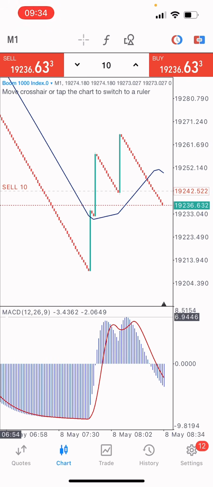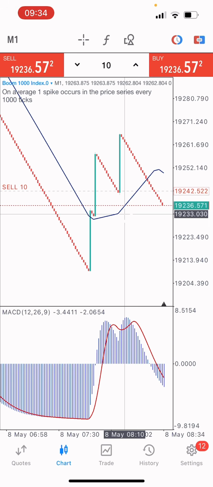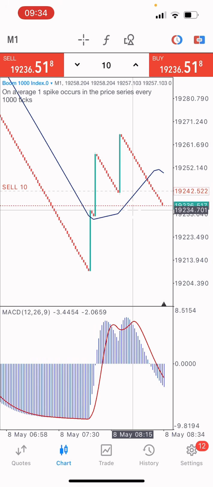Yeah, I know of a friend who used this strategy to make a lot of money. He withdrew, I think the last time he sent me a withdrawal receipt on Deriv was that he was withdrawing $50,000 using just this strategy. He trades on cTrader. Yeah, he trades using cTrader.